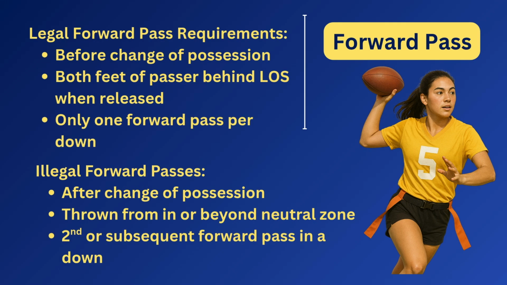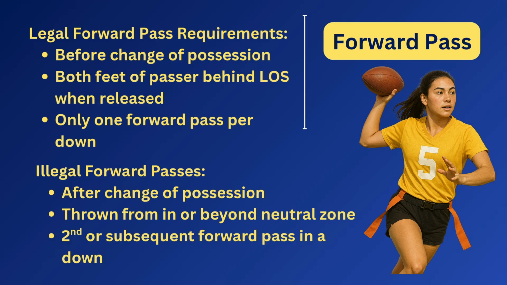Forward passes. We do have some requirements on forward passes. It's very similar to tackle football. So we can have a legal forward pass by the offense before a change of possession. Both feet of the passer need to be behind the line of scrimmage when the ball is released. That's the orange puck. And of course, you only get one forward pass per down by the offense. So you have to throw it from behind the line of scrimmage.